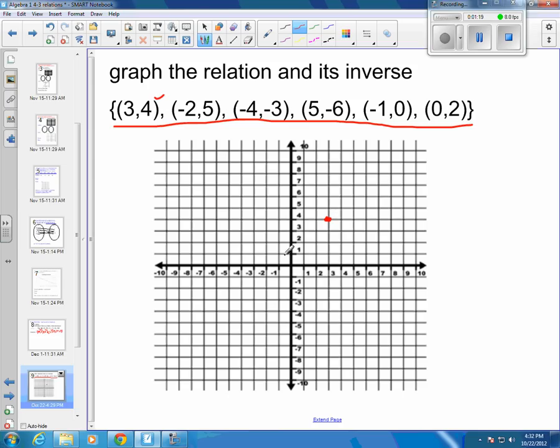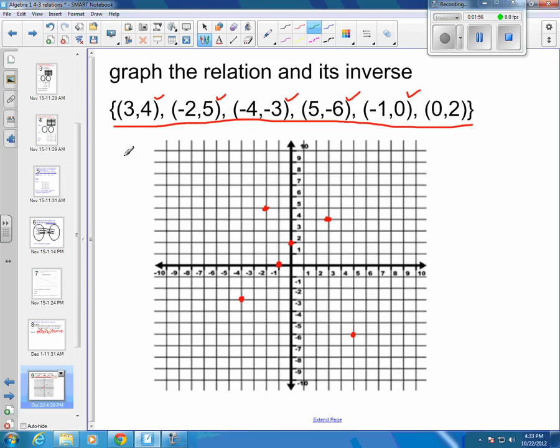Then we want -2, 5. So back 2, up 5. There's my second point. Then -4, -3. So that's back 4, down 3. And then we want 5, -6, so that's forward 5, down 6. 1, 2, 3, 4, 5, 6. And then we want -1, 0, so back 1 and don't go up and down at all. And then don't go forward or back at all and go up 2. So there is our original relation.